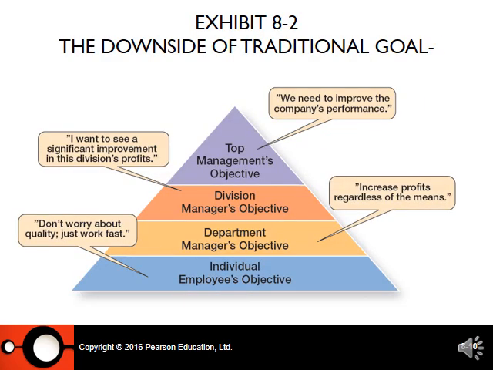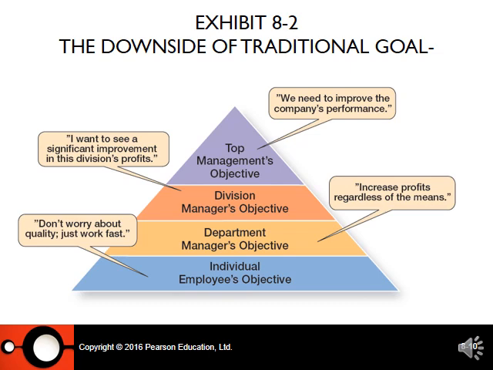However, this exhibit tells you the possible problems that can emerge from the traditional approach of goal setting. So here it gives you an example. For example, the top manager decided that we need to improve the company's performance. This is not a well-written goal because it didn't say clearly how to improve this performance. And it didn't offer quantifiable measures, it didn't offer a time frame, and it is very broad in the sense that we do not know what the top manager means by performance.